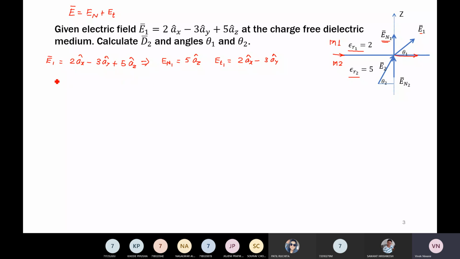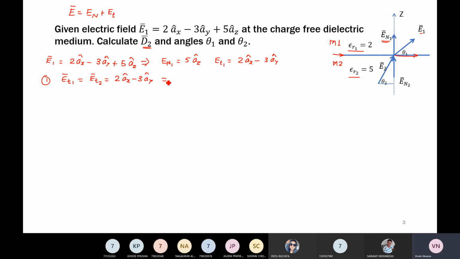Okay. So according to boundary condition, what we have? Et1 sorry is equal to Et2. So I can say that Et1 is equal to Et2, therefore Et2 is equal to 2ax cap minus 3ay cap. Our target is to get D2. Okay, we will get D2 if and only if we get Dt2 and Dn2. We are trying to get those values. So we do have Et2.